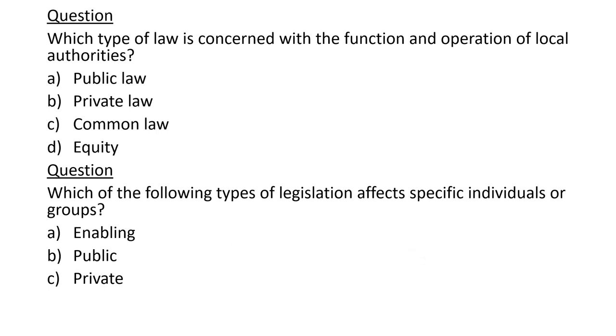Next question, which type of law is concerned with the function and operation of local authorities? When we talk about local authorities, we are talking about the people living in a community. Local authorities means the authority that will be governing a community, the authority that will be looking after a community or people living in a community. There are four options: whether it will be public law, private law, common law, or equity.